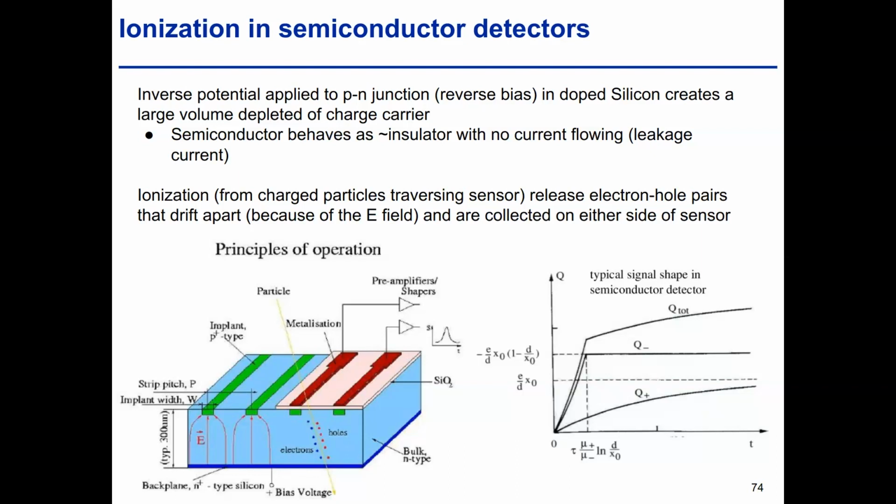Because you apply a voltage, you get an electric field throughout the semiconductor. When a particle goes through, it ionizes the semiconductor and causes electrons to shift from the valence band to the conduction band. These electrons now feel the electric field and can migrate. Both electrons and the positive ions, so-called holes, migrate and give us a signal. That signal can be read out, similar to what was happening in a gaseous detector.